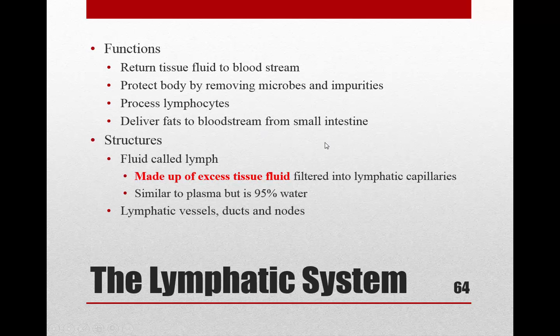Now we're going to talk about the lymphatic system. The lymphatic system's purpose is to return tissue fluid to the bloodstream and to protect the body by removing microbes and processing lymphocytes, and it also works to deliver fats to the bloodstream. I bet you didn't know that. The fluid inside the lymphatic system is called lymph. It is made up of excess tissue fluid.